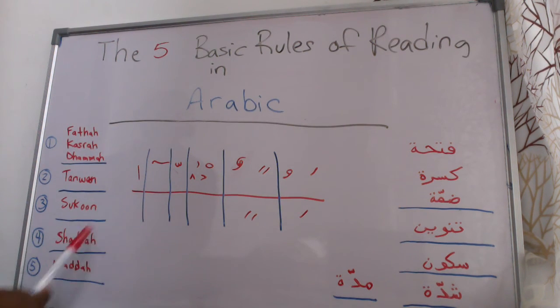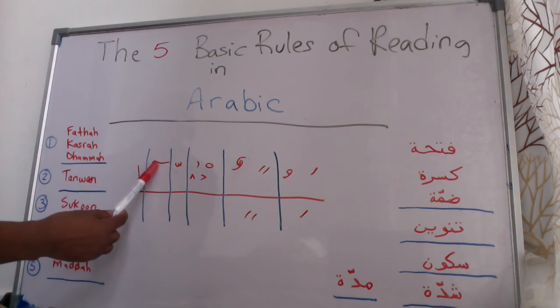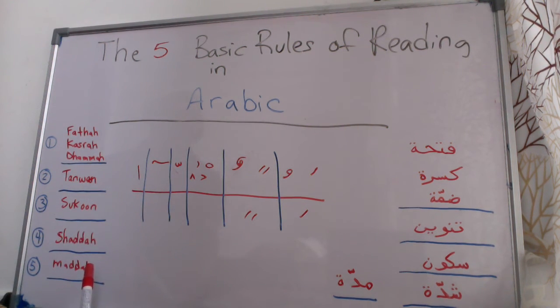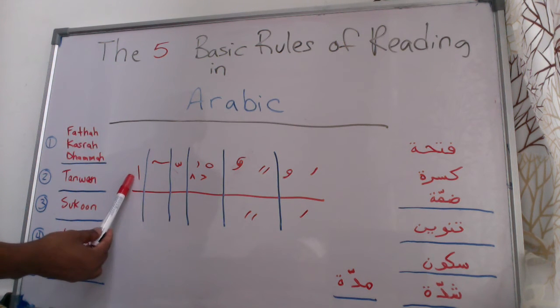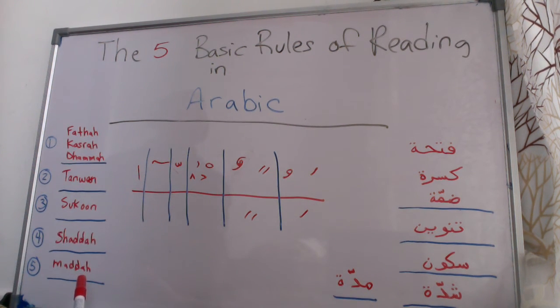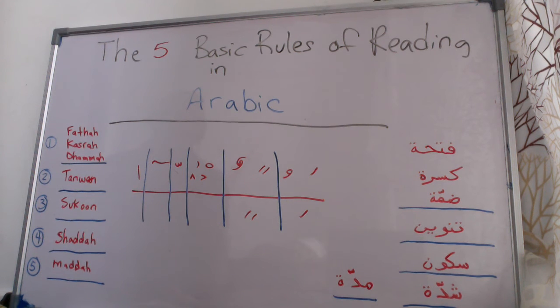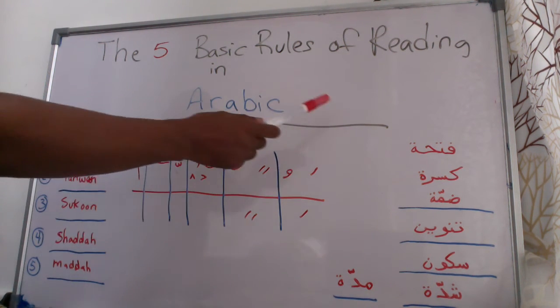The next one is called a Maddah, which makes a letter very long. You pronounce it elongated. And this one is called Alif Maqsura, which is sort of a Maddah also, but it's a smaller elongation. We'll go into more detail on what all of this means with examples. There you have it, the 5 basic rules of reading in Arabic.